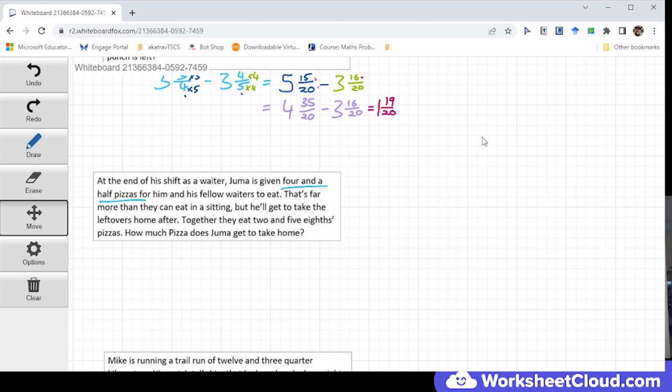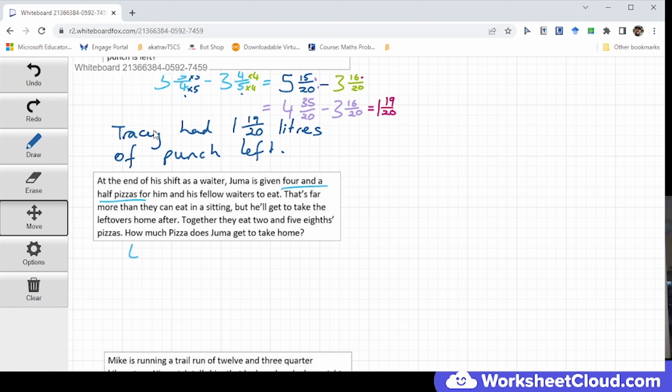Oh, I did it again. I didn't write down my answer in words to my previous question. I'm going to have to minus marks from myself. Okay, I'm going to quickly write down the answer to the previous question. Was it Tracy? Tracy had 1 19/20 liters of punch left. Okay, back to Juma and his pizzas.